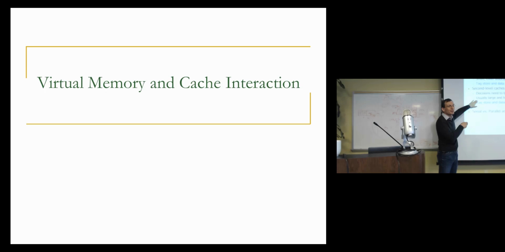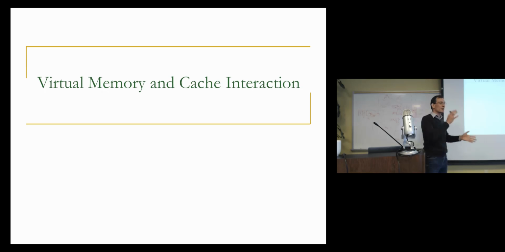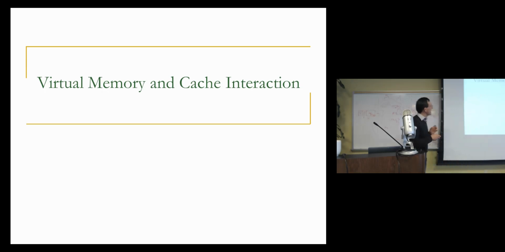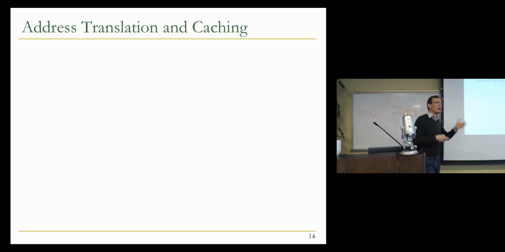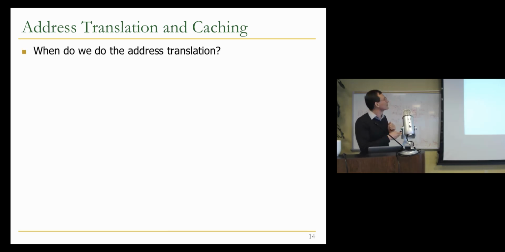How do cache and virtual memory interact? We've looked at the similarities between cache and virtual memory, how the page table resembles a cache, how the TLB itself is a cache, right? And now we want to see the interaction, because these actually need to be accessed together to complete the memory access. And that's the interaction between address translation and caching.